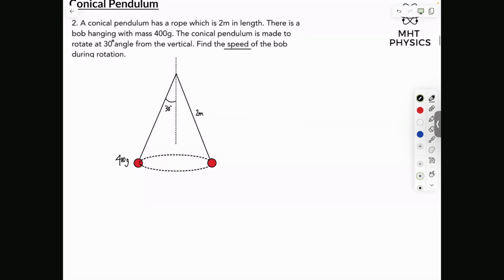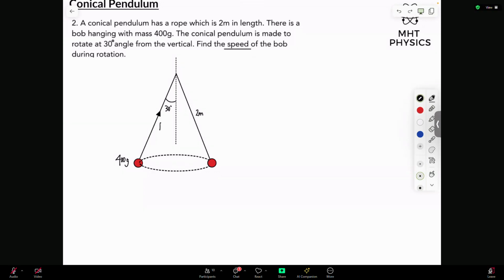So do you guys have any ideas what to do here? What provides my centripetal force here? I'll give you a hint. There's a force in this rope, which is what? Tension. Do you think tension provides my centripetal force in this question? No. Why not? Yeah, because the tension is acting towards that point.